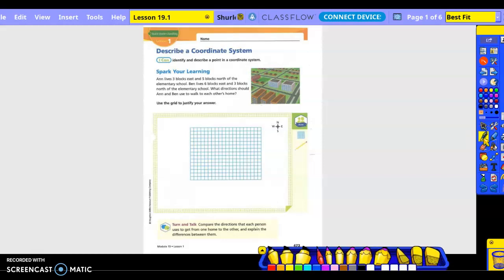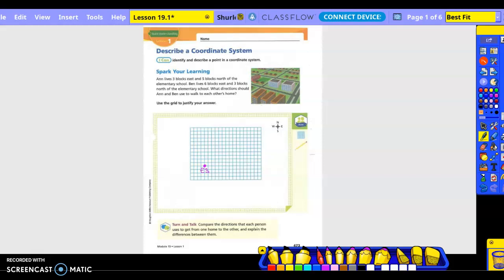So first of all, we need to plot those things on our line. We don't have certain spots that they have to be. We're not given certain coordinates yet. So we could just put the elementary school right here. We'll mark it as ES, for the elementary school.